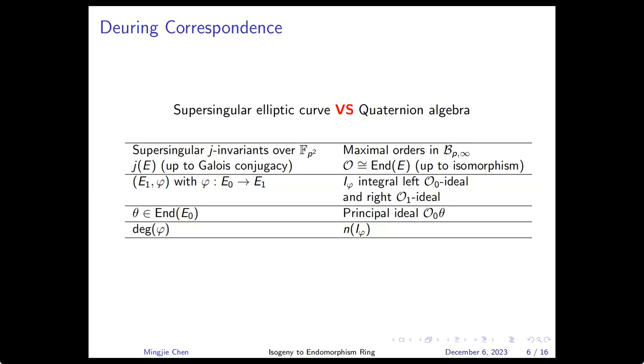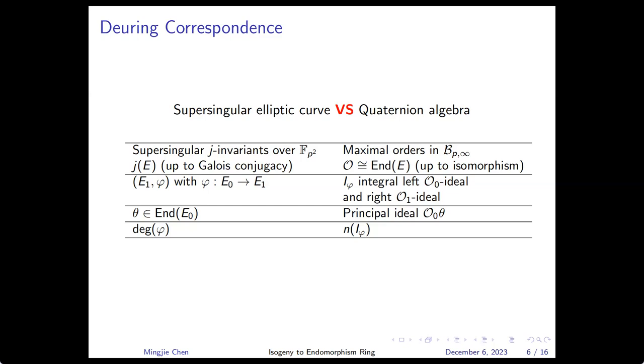And we have isogenies from E0 to E, which are in one-to-one correspondence with integral ideals whose left order is isomorphic to the endomorphism ring of the domain curve, and the right order is isomorphic to the endomorphism ring of the codomain curve of the isogeny. And if we have an endomorphism on E0, then that corresponds to a principal ideal on the quaternion side. Finally, the degree of the isogeny corresponds to the norm of the corresponding quaternion ideal.